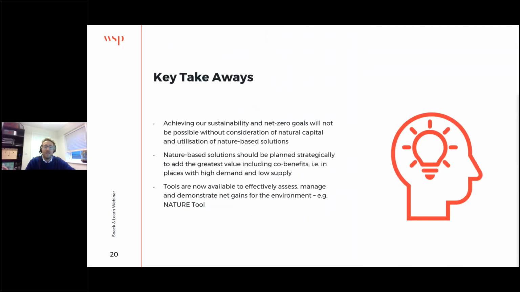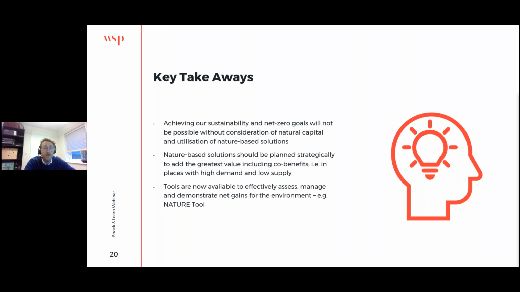So, last slide for today. Some key takeaways. Achieving our sustainability and net zero goals will not be possible without consideration of natural capital and the utilization of nature-based solutions. And that's because they provide so many more co-benefits than engineered solutions, for example. Nature-based solutions should be planned strategically to add the greatest value, including its co-benefits. For example, in places with high demand and low supply, such as for flood regulation.